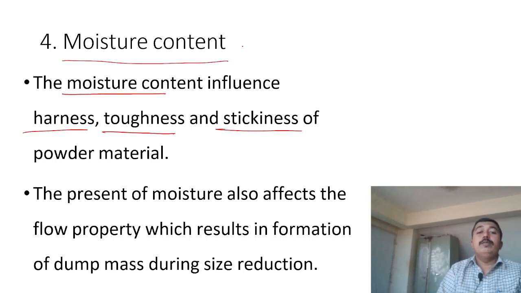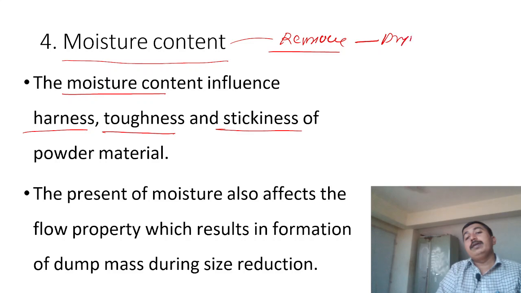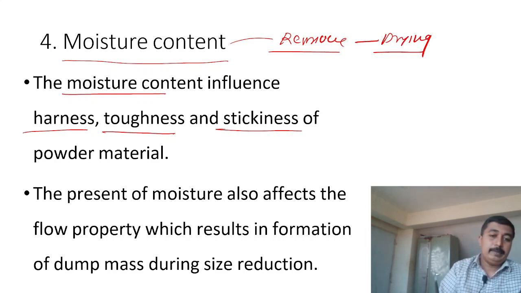And how is moisture removed? Moisture is removed, or moisture content is reduced, by drying of the material. Complete drying of material is required. If you remove the moisture, the material will become soft. The material will become less sticky, and it can be easy to break.